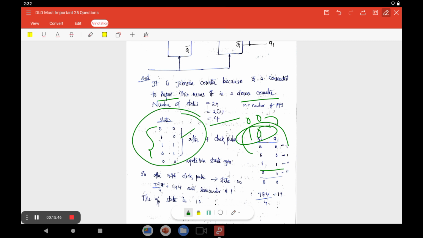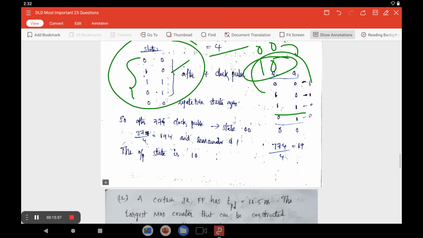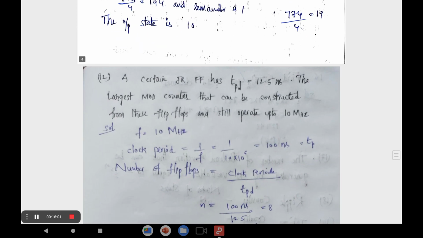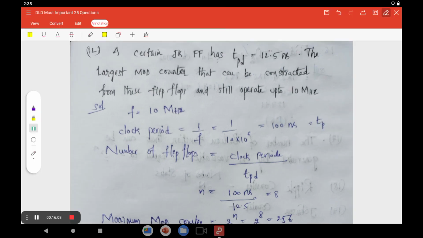I think all of you have some basic idea, right? So I don't want to take much more time here. So the next one is the next important question, question number 12.